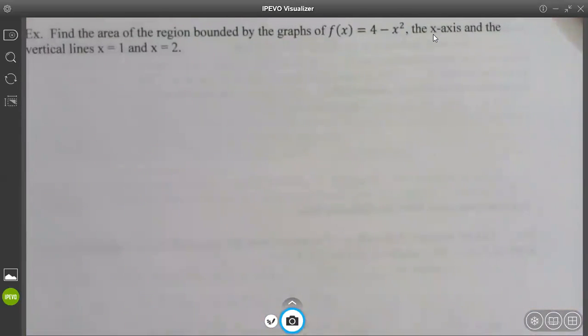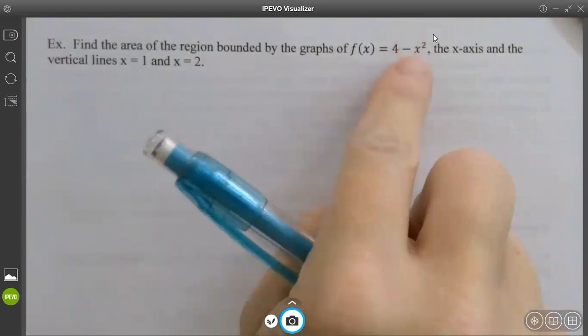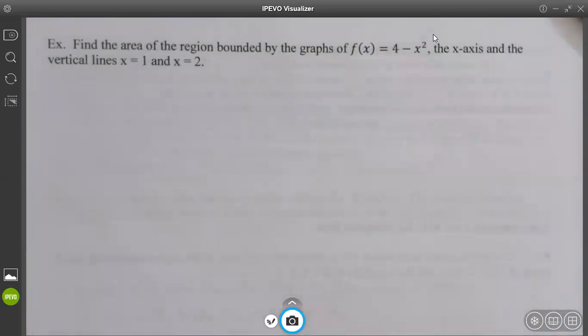It says find the area of the region bounded by the graphs of f of x equals 4 minus x squared. The more complicated the function gets, the more work you're going to be doing. The last one was easy because it was just x to the third, so there was no add, subtract, or multiply. The more complex the function gets, the more work it is. The x-axis and the vertical lines 1, 2.